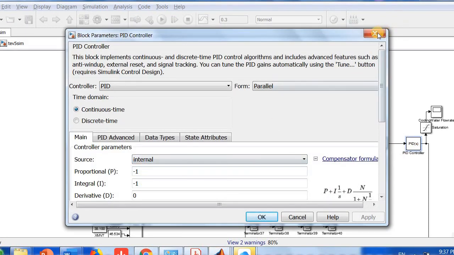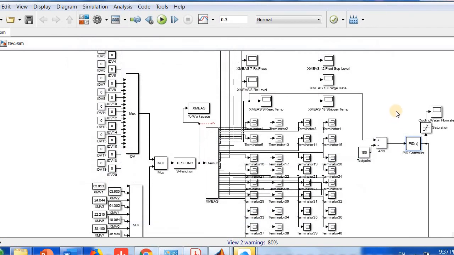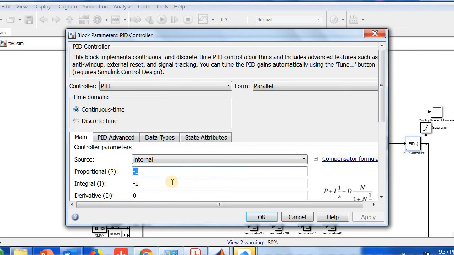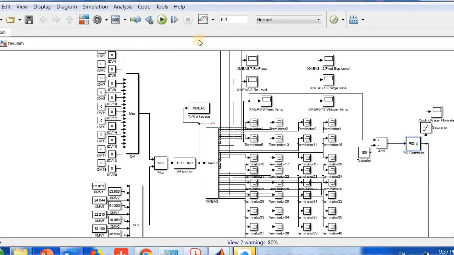What I'm trying to say here is, if you increase the cooling rate, what happens to the temperature? If you increase the cooling rate, the temperature goes down. So they are opposite, and since they're opposite, it's like reverse acting. And this is why you need to work more on playing with these terms, the KC and the tau I values.